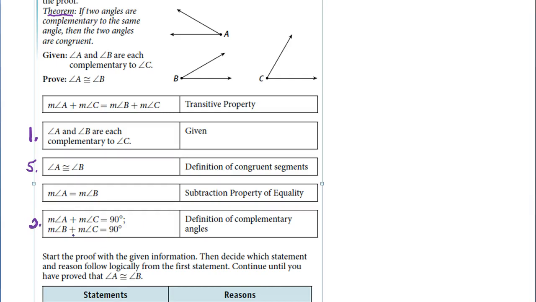Now, once we have this statement, what would be something that you could conclude from this? Well, we could say that because both things are equal to 90, then these are equal to each other. And then that would make this first one up here the third statement in the proof. And then from this step, we could subtract angle C from both sides using the subtraction property to create this. And so that's the fourth one. So what this example was about is us putting things in the right order to show that we can make a logical step-by-step argument.